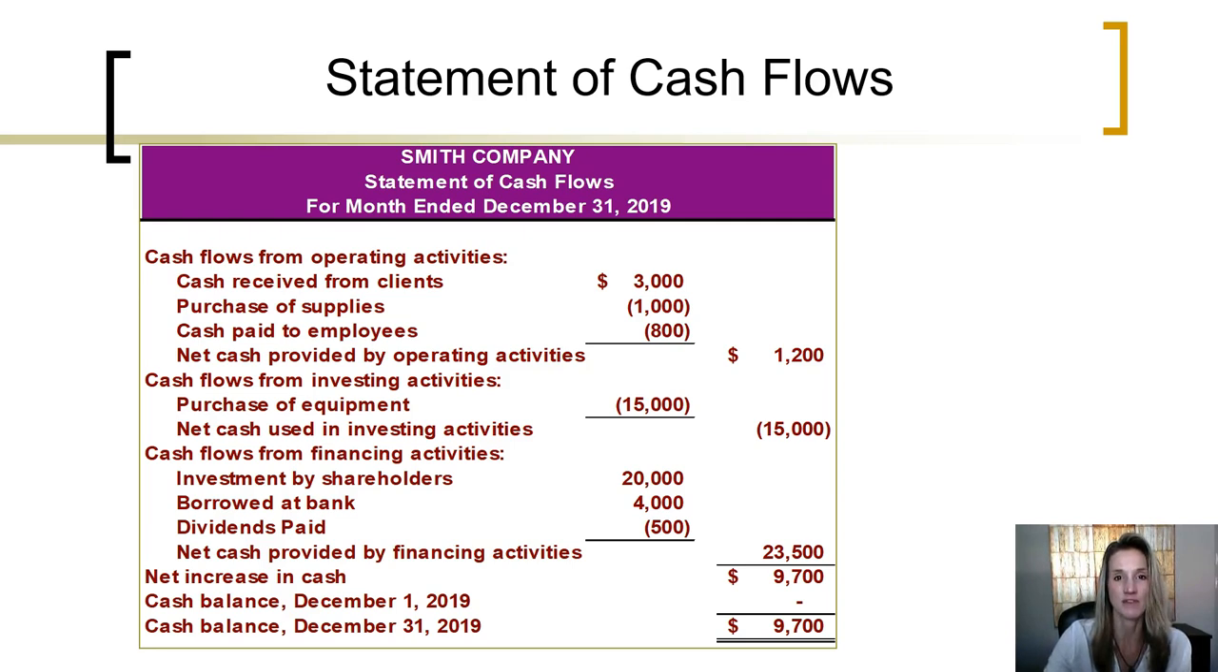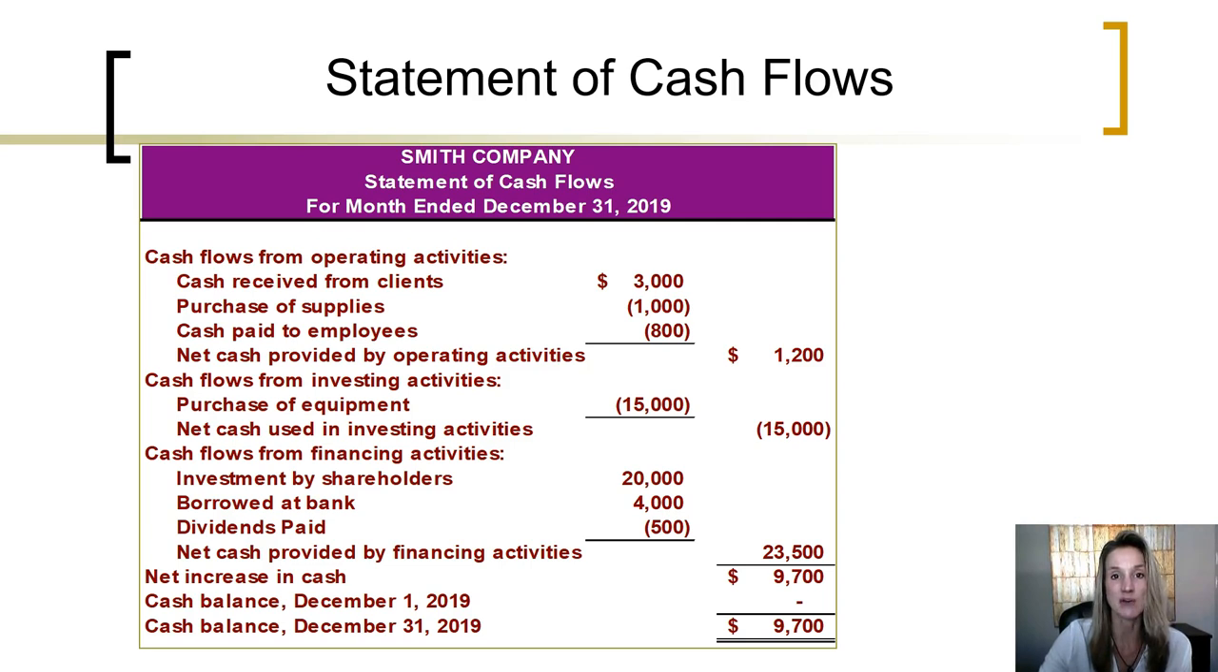The fourth of the financial reports to be prepared is the statement of cash flows. And this statement shows the change in cash for a period of time, for the month ended December 31st. It will ultimately show whether cash increased or decreased and reconcile the beginning amount of cash to the ending amount of cash for that period.